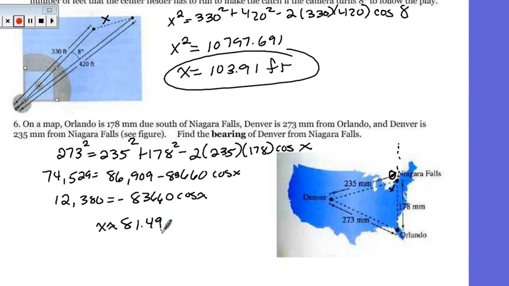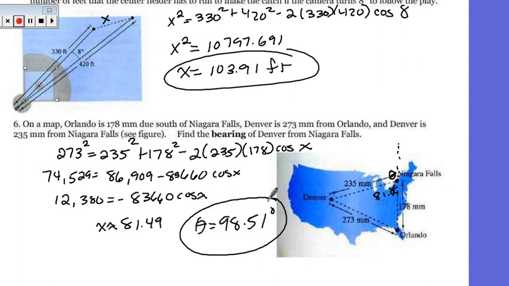And finally, using our inverse function on our calculator, I get x to be about 81.49 degrees, and that's the angle that's sitting inside the triangle. To get the actual bearing, we need to subtract from 180, so our angle theta is going to wind up being 98.51 degrees. And with that, we conclude our lesson on the law of cosines.